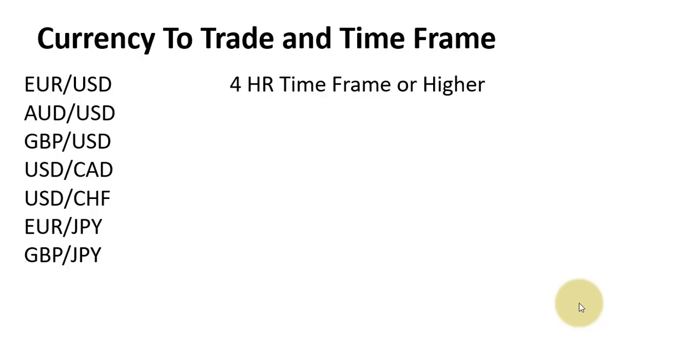Okay, so which currency do we trade and what time frame? These currencies are the ones recommended by the author: Euro dollar, Australian dollar, pound dollar, dollar Canadian, US dollar Swiss franc, Euro Japan, and pound Japan. A 4-hour time frame or higher is recommended. If you are using the 4-hour time frame, it recommends 100 pips as stop loss and moving your stop to break even after 30 pips.